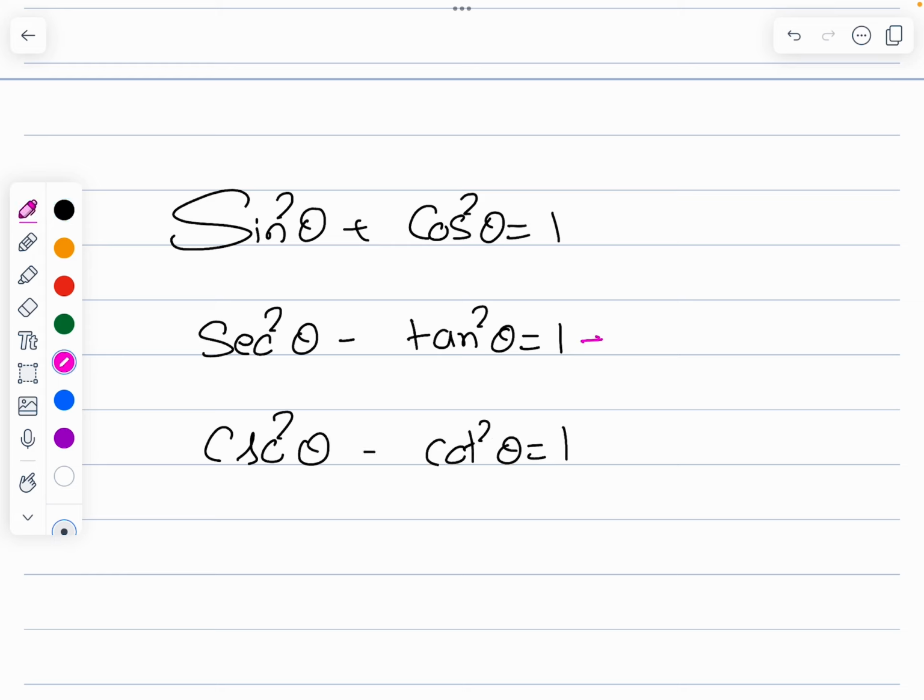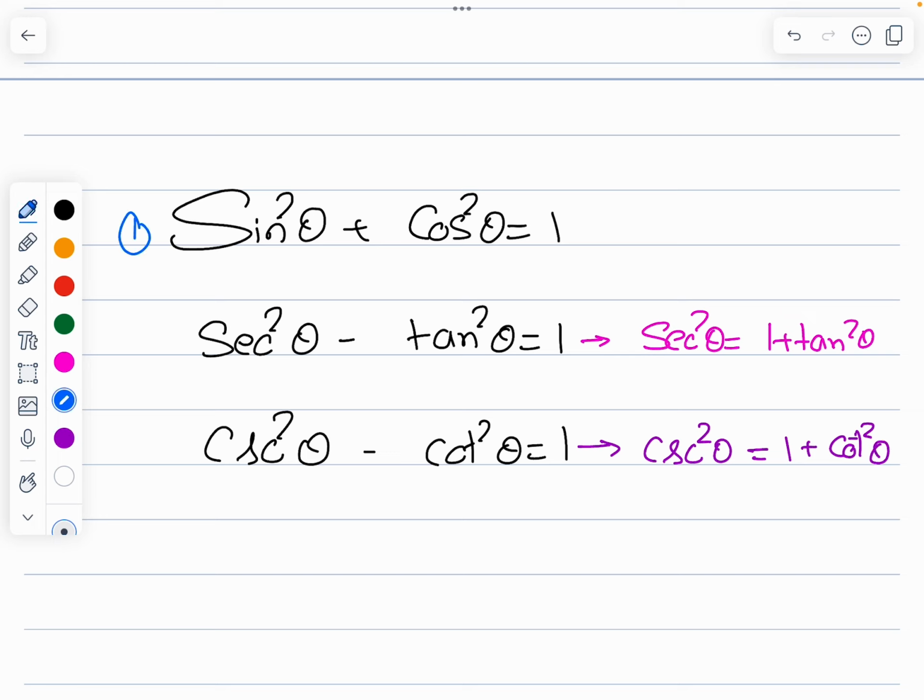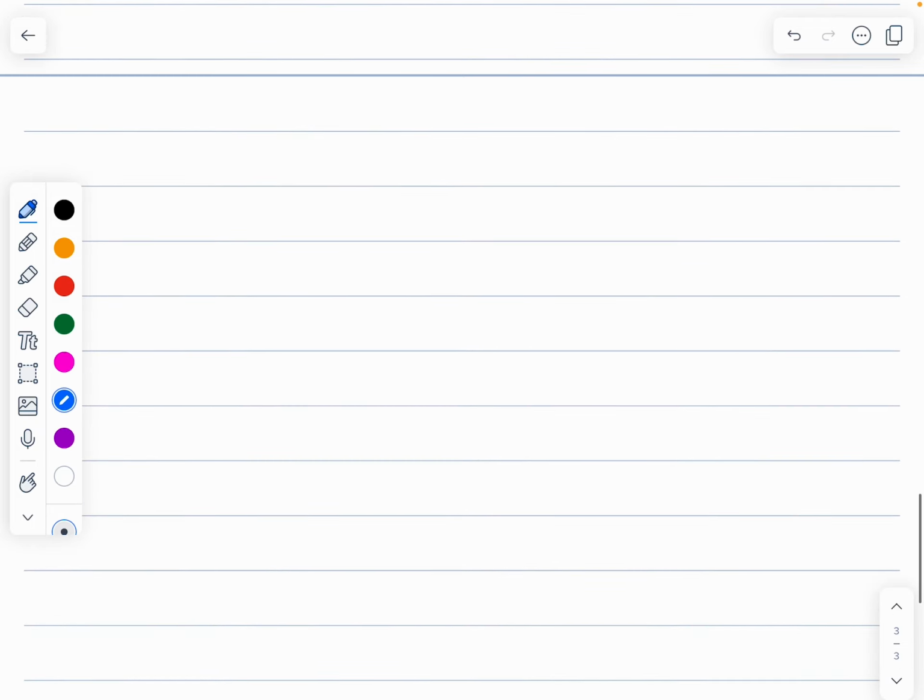From here, I can write secant square theta equals 1 plus tan square theta, and from here I can write cosecant square theta equals 1 plus cot square theta. So basically we have 1, 2 and 3 identities. Using these 3 identities, we can solve many questions. So let's try to solve it.